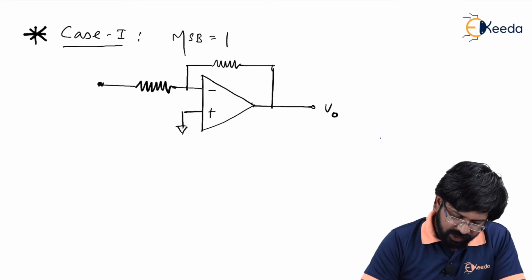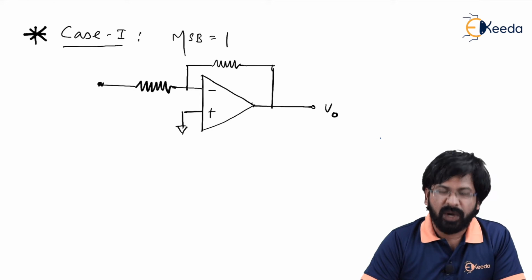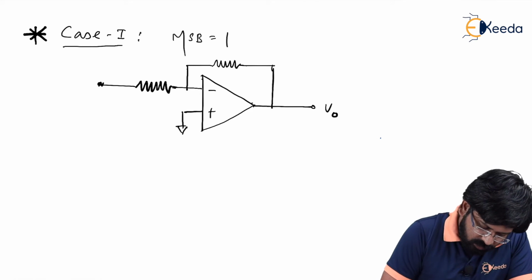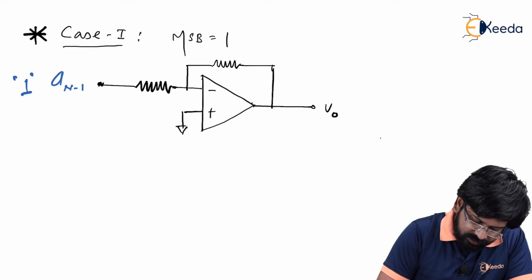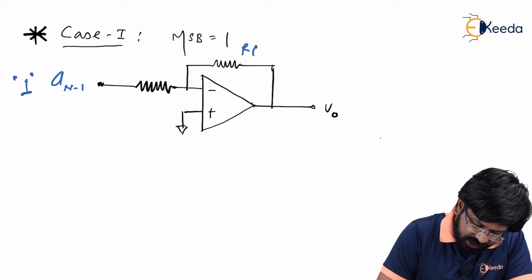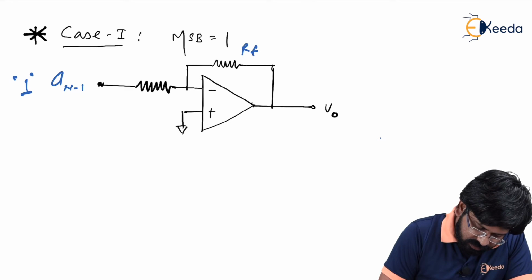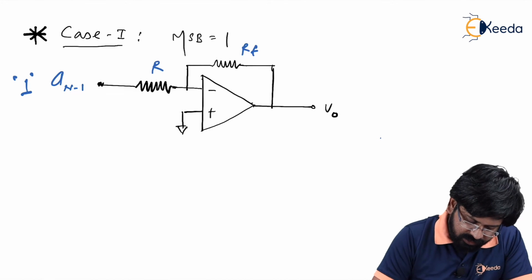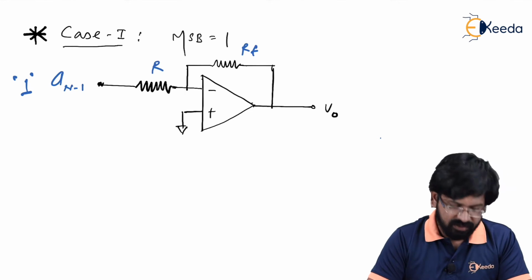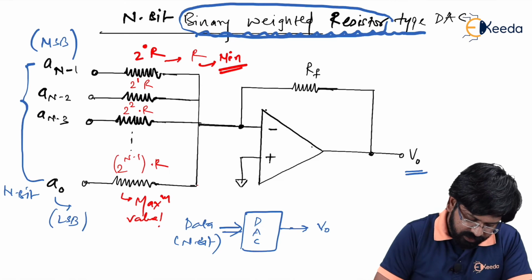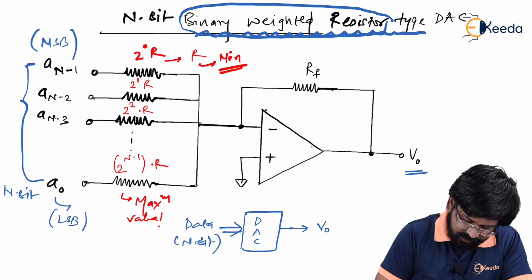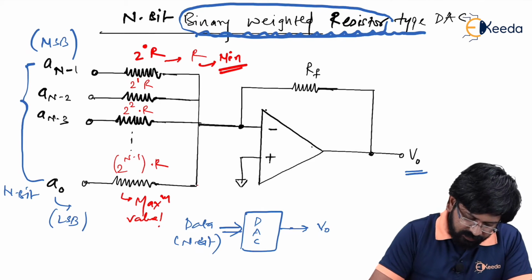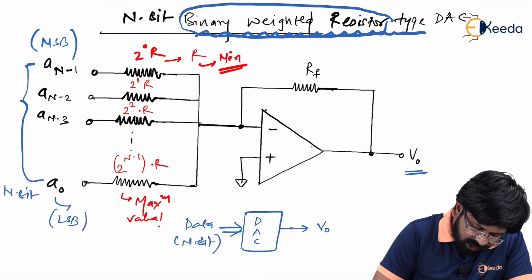As you can see, case number 1, MSB bit equal to 1. If MSB bit equal to 1, it means this is the An minus 1 bit, which is set to 1. Is that right? We have a feedback resistor RF here, and the value of R here is R itself. That resistance for MSB you can confirm. For MSB you have provided it is 2 to the power 0 into R, that is R.